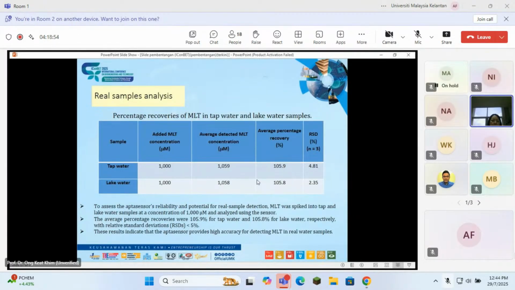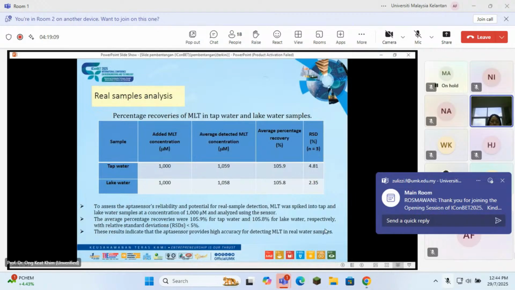So this result is close to the one that we added, close to 1000 micromolar. And the percentage recovery is good, about 106%. Also the RSD is low, less than 5%. So all these results show that the test sensor has good accuracy for detecting the MLT in the real water sample.